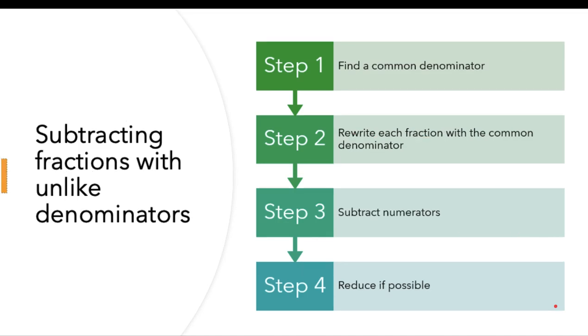Subtracting fractions with unlike denominators is the same except for step number 3, where we subtract the numerators. So if we have 4 over 5 minus 1 over 5, we just subtract the numerators instead of adding them.